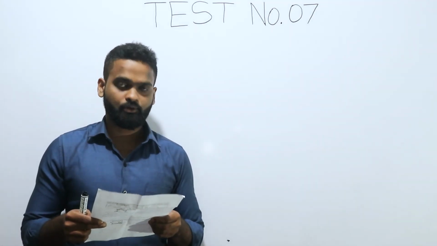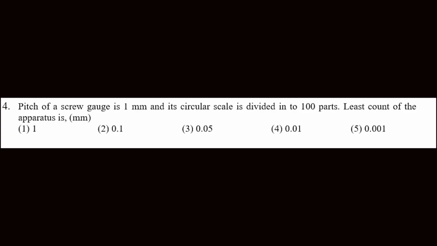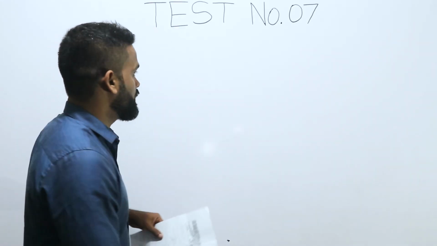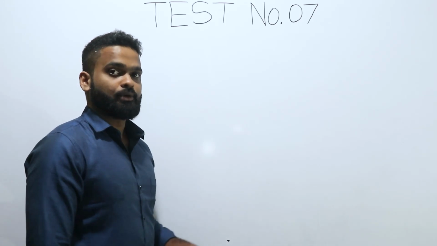Moving to the fourth question. The pitch of a screw gauge is 1 millimeter and its circular scale is divided into 100 parts. The least count of the apparatus is... Okay, so screw gauge.